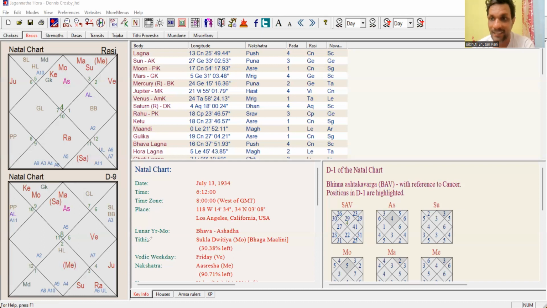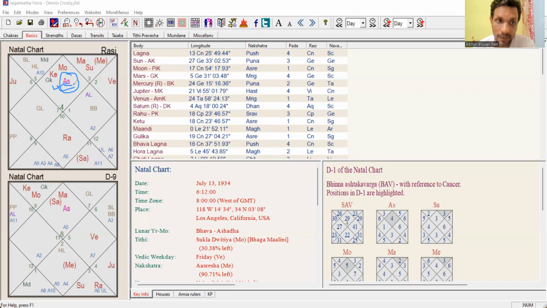When we are analyzing any chart, the first and most important thing is the lagna. Parasara has told that when we are analyzing a chart, we must know the lagna, because this lagna is very important. Because of this lagna, a native is linked to this earth. When the native has taken birth, the native has taken sarira. So it is very important to know the lagna.